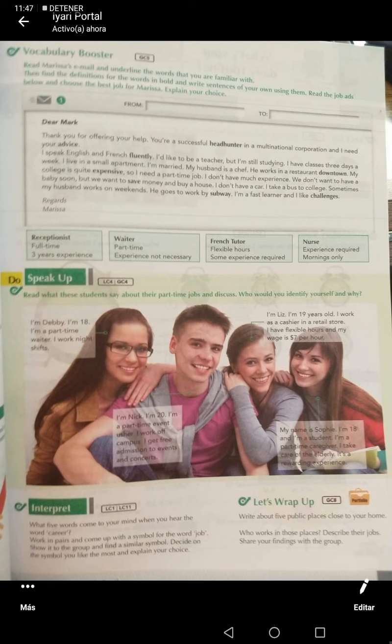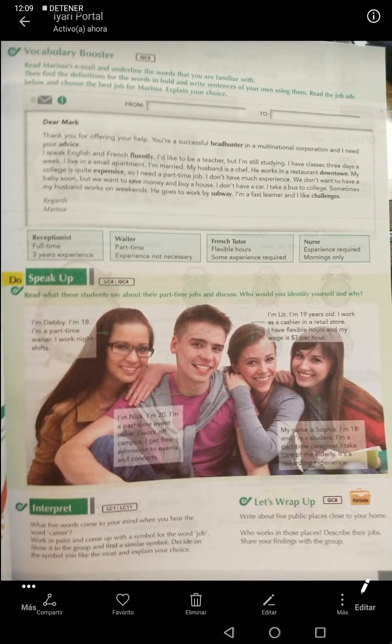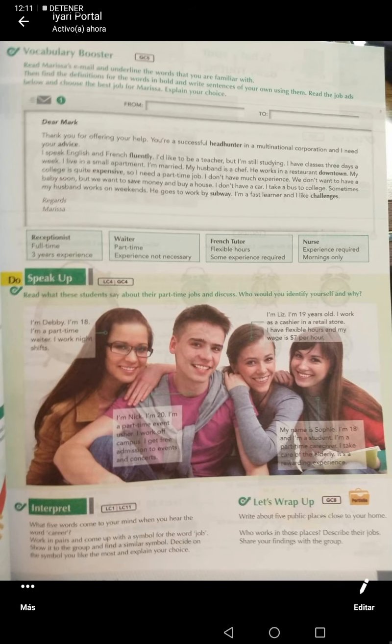So for this page, we're going to work on the vocabulary buster. Yeah, you have to read this paragraph, and then you have to decide which one is the best job for this person who wrote this email. Also, guys, you have to find out the meaning of the words that are in bold. Aquí hay unas palabras en negritas. Van a anotarme la definición de cada palabra. La van a buscar en el diccionario o en internet si ustedes gustan.